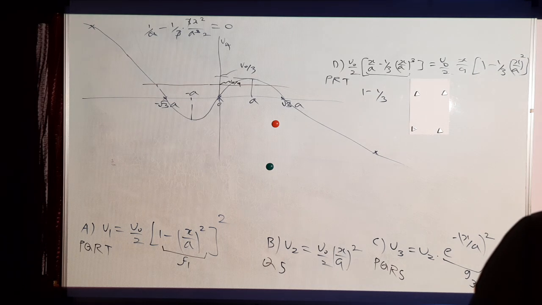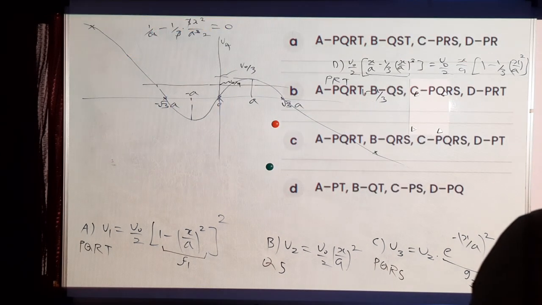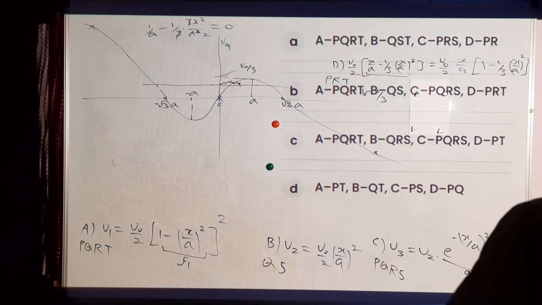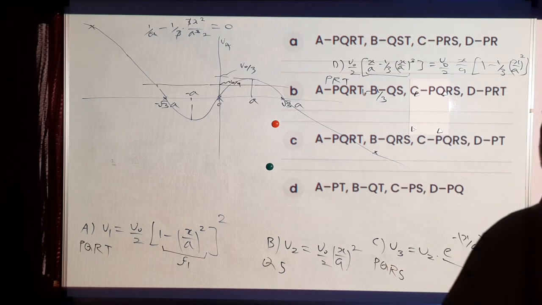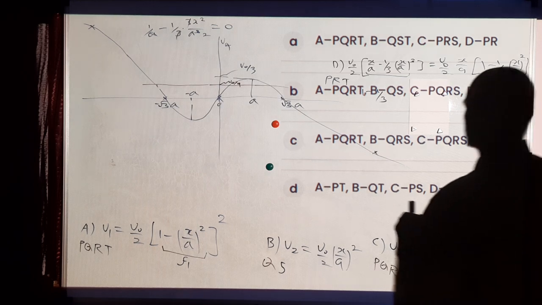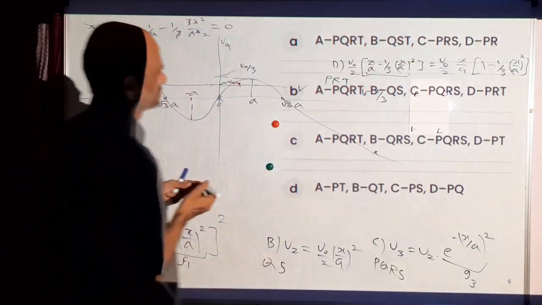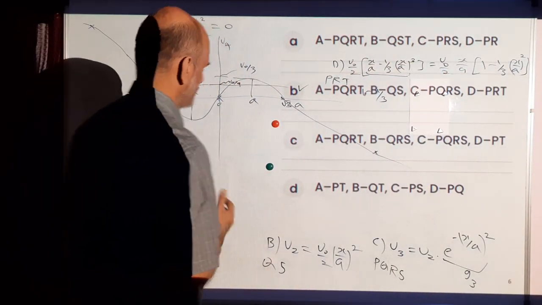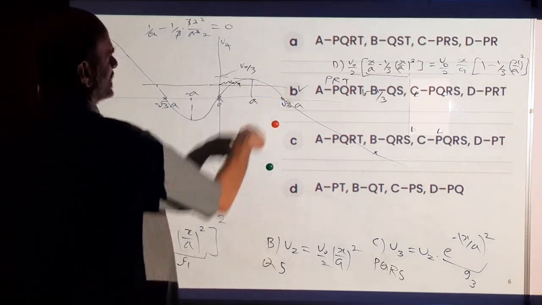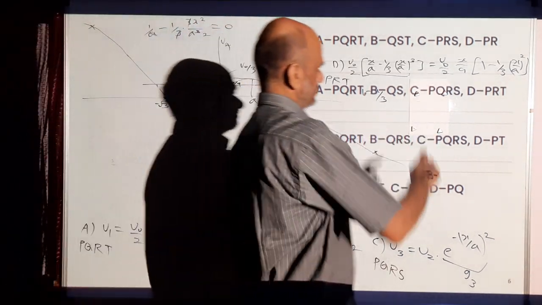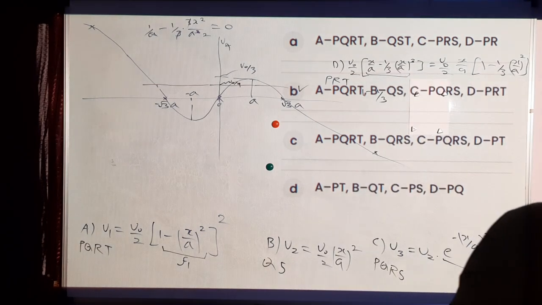It can oscillate about minus a, but it's not a symmetric oscillation. So option B, D matches PRT, and C will match with PQRS. So option B is the correct answer. That we can figure out from the first two matches itself, because the result will fix the answer as B. But for checking the full answer, we have done the remaining part.